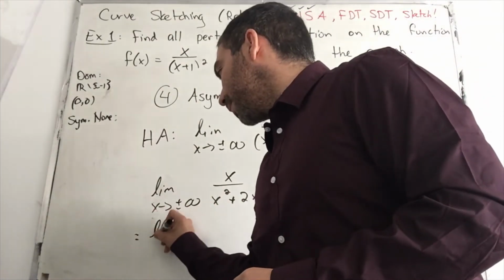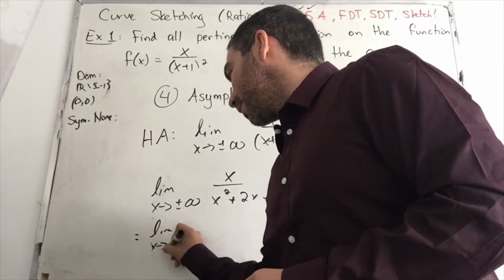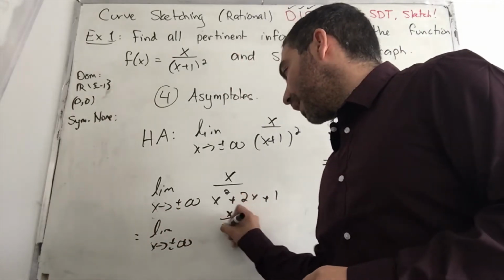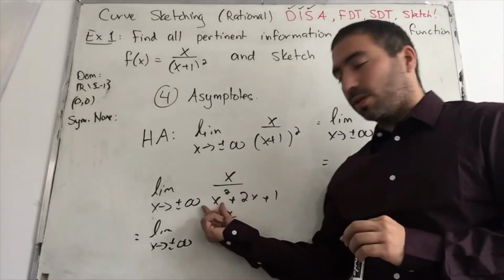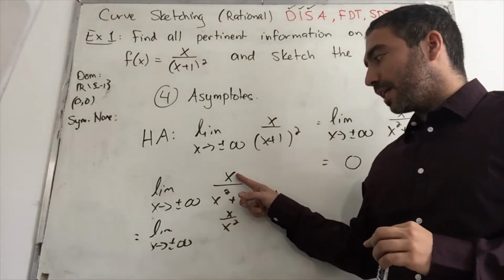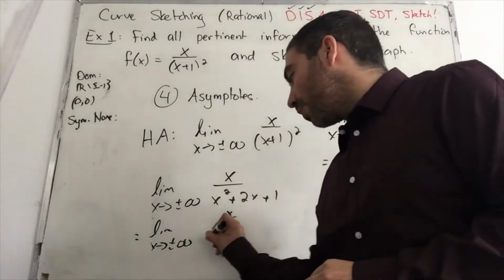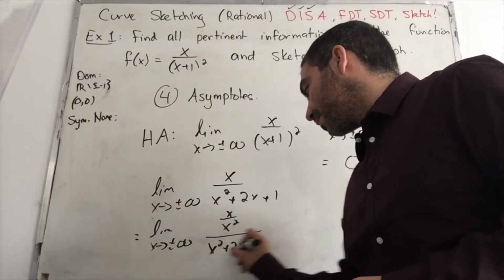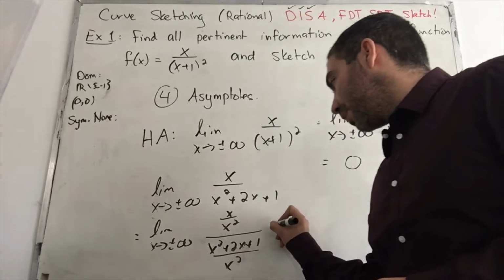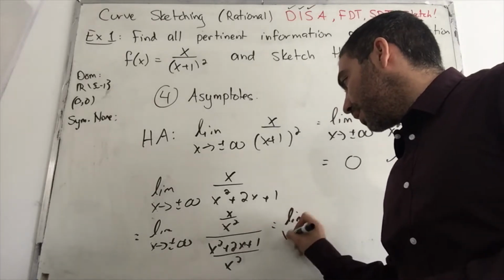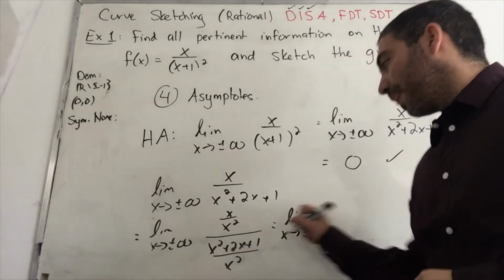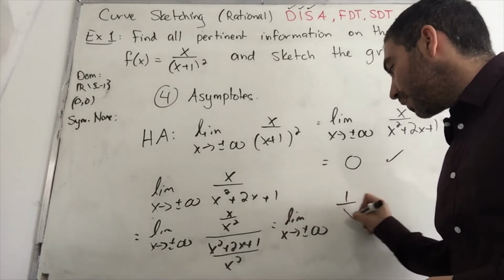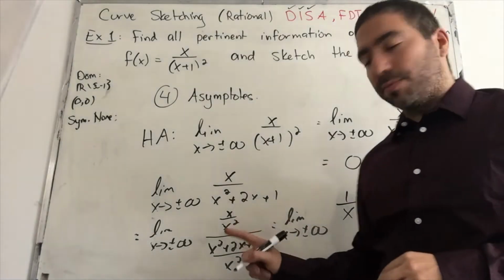What we get is limit as x goes to plus minus infinity. We have x over x squared on the top. So the highest exponent of the denominator is x squared. So we're going to divide the x on top by x squared, and we're going to divide the whole bottom by x squared. This gives us limit as x goes to plus minus infinity. On the top, what we're left with is 1 over x. You subtract the exponents because there's a division.